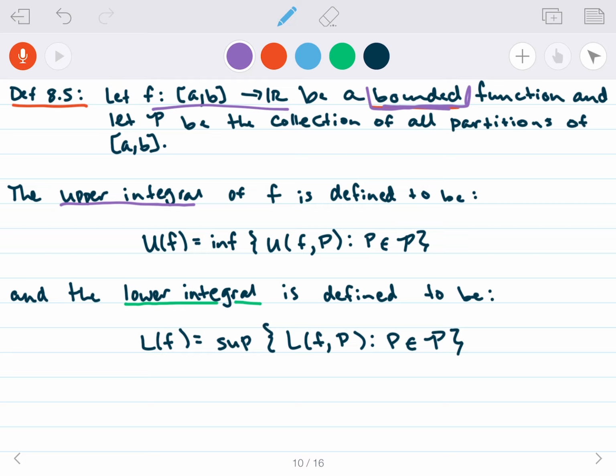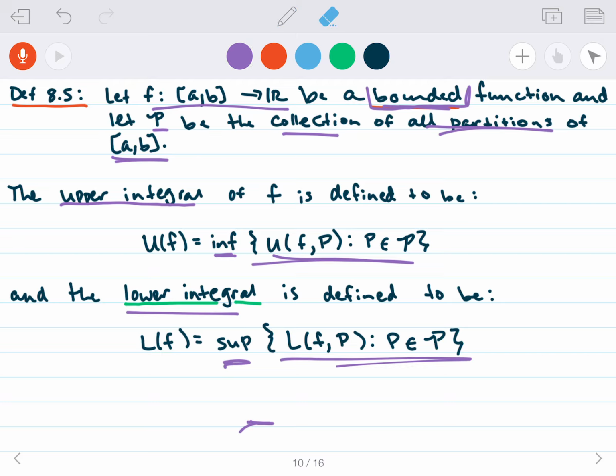Okay, so first of all, our function is bounded, and let curly P be the collection of all partitions of this interval [a,b]. The upper integral of f is defined to be the infimum of all upper sums, the smallest such upper sum. And the lower integral is defined to be the supremum of all such lower sums. So we're looking at all partitions and finding the absolute largest lower sum over all partitions. Okay, so let's see what's next on the agenda.